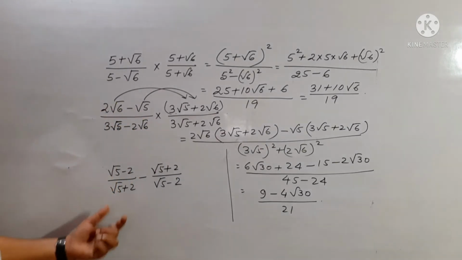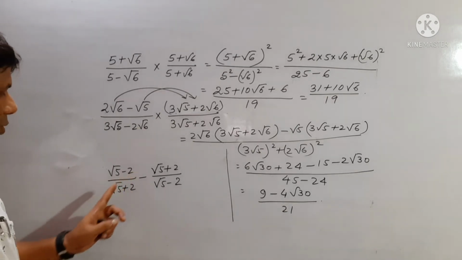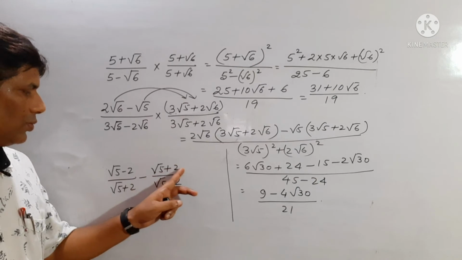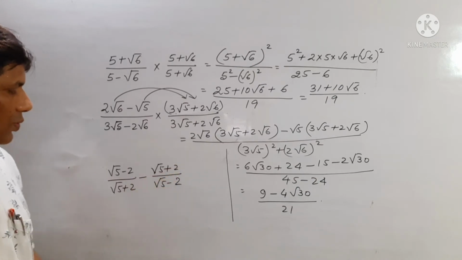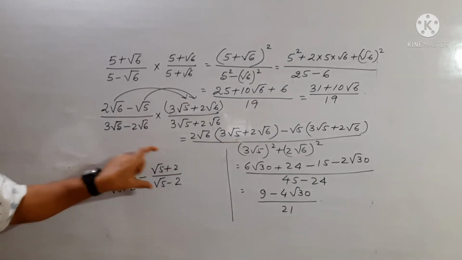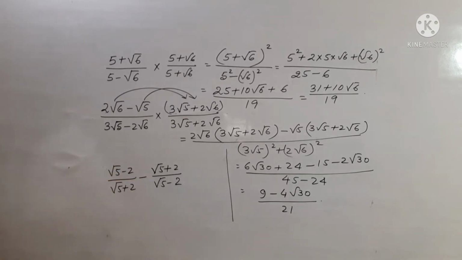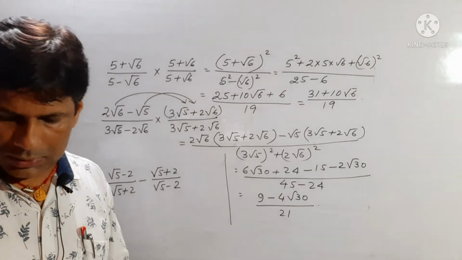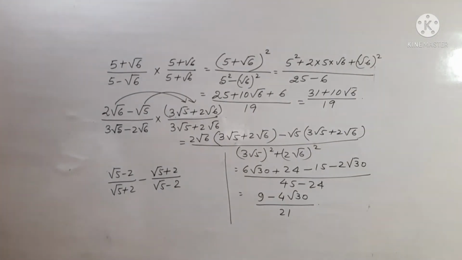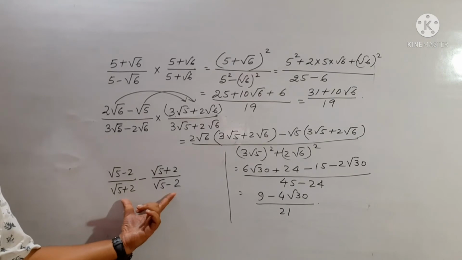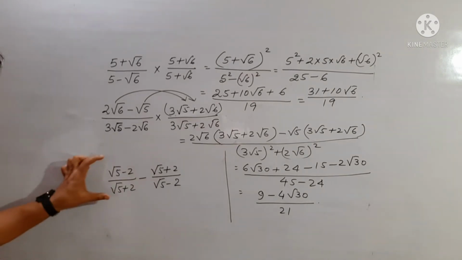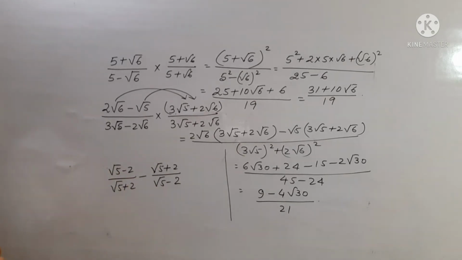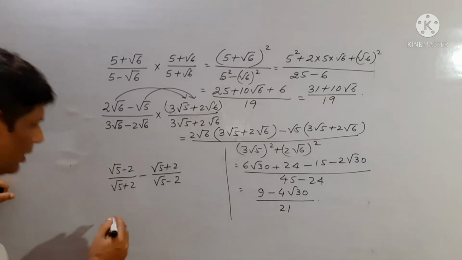Again we have one more question: root 5 minus 2 by root 5 plus 2, minus root 5 plus 2 by root 5 minus 2. You can see the two numbers are the same, but the difference is that one is the reciprocal of the other. Now let us see this question. Either you take the LCM of these two fractions, or you can simply rationalize the first one and the second one separately and then write the answer. So let us do it by rationalization.